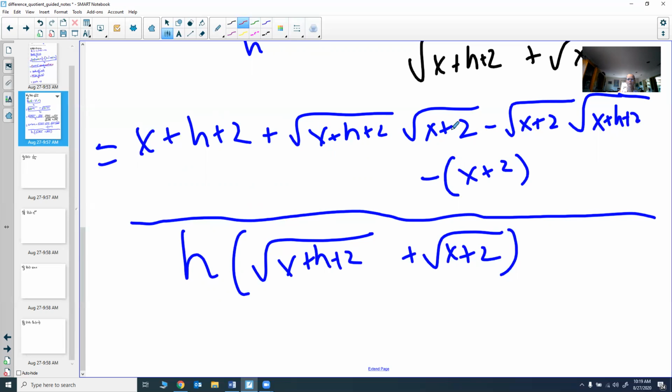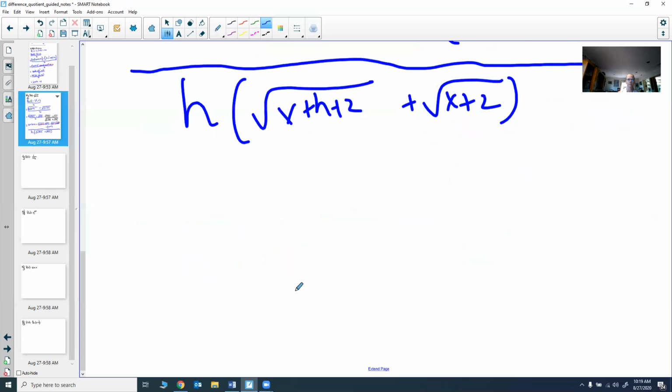The reason I didn't worry too much about these two square roots is they're exactly the same but opposite signs, so they cancel. x also cancels with x, and 2 cancels with the 2. So all that you're left with in the numerator is h. So in the numerator I have an h.